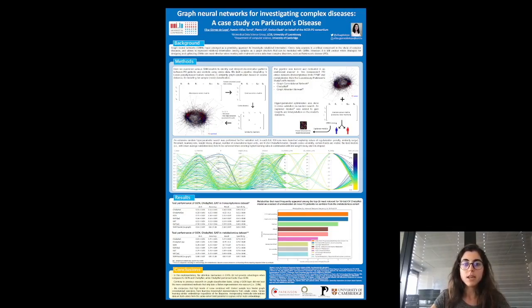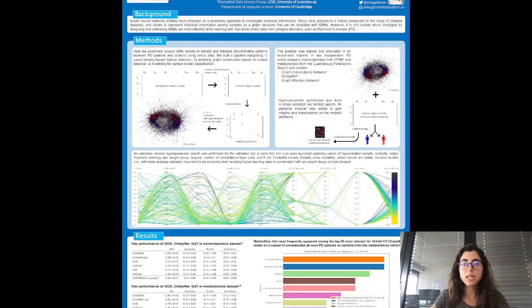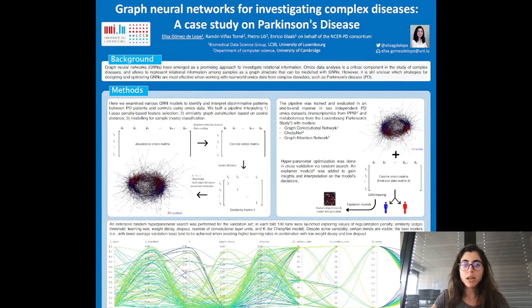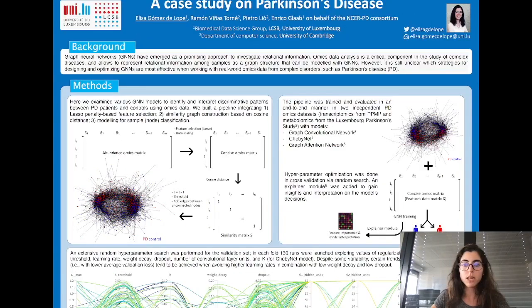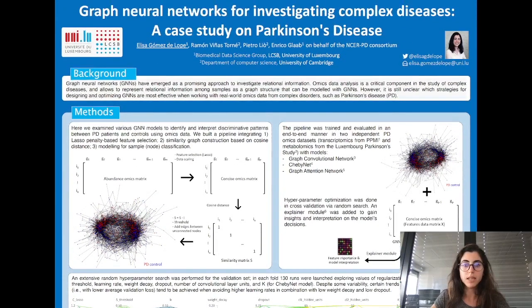Omics data analysis is a critical component in the study of complex diseases. But the high dimension and heterogeneity of data often pose challenges that are difficult to address by classical machine learning methods. Recently, structured data analysis using graph neural networks, or in short GNNs, have emerged as a promising complementary approach, particularly for investigating the relational information between samples. However, it is still unclear which strategies for designing and optimizing GNNs are most effective when working with real-world data from complex disorders, such as Parkinson's disease.